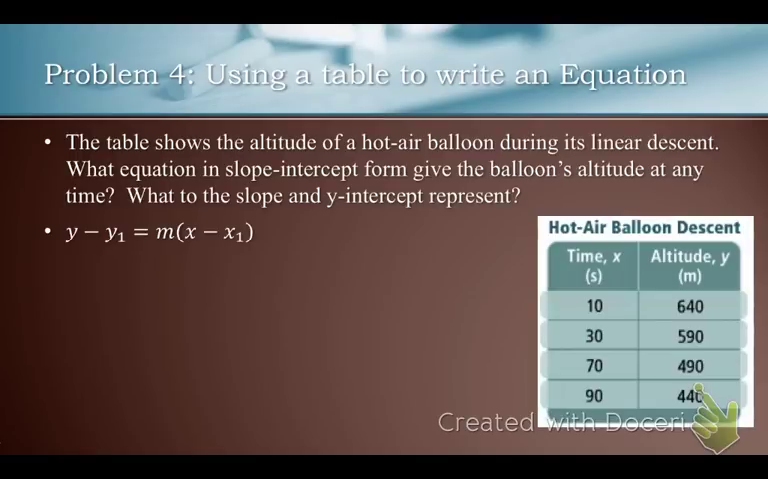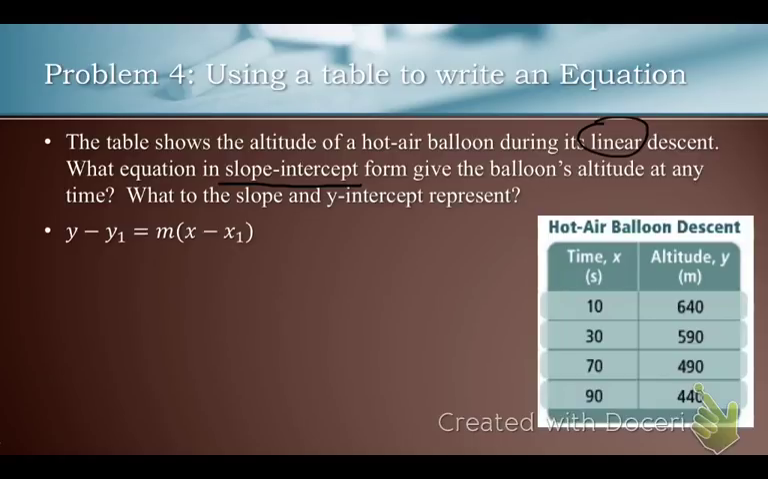In my real world situation here, using a table to get the information that I need to write my equation in point slope form. As I look here, my table is showing the altitude of a hot air balloon during its linear descent. Tells me it's linear, tells me it's constant right there. What equation in slope-intercept form gives the balloon's altitude at any time? I see that in this equation, they are asking me for slope-intercept form, which is different than what we have been doing previously in the lesson.